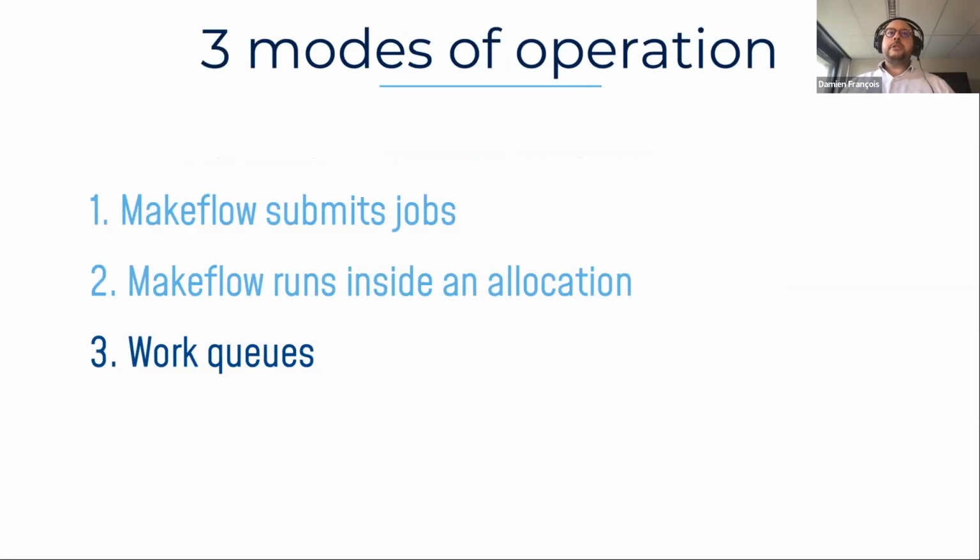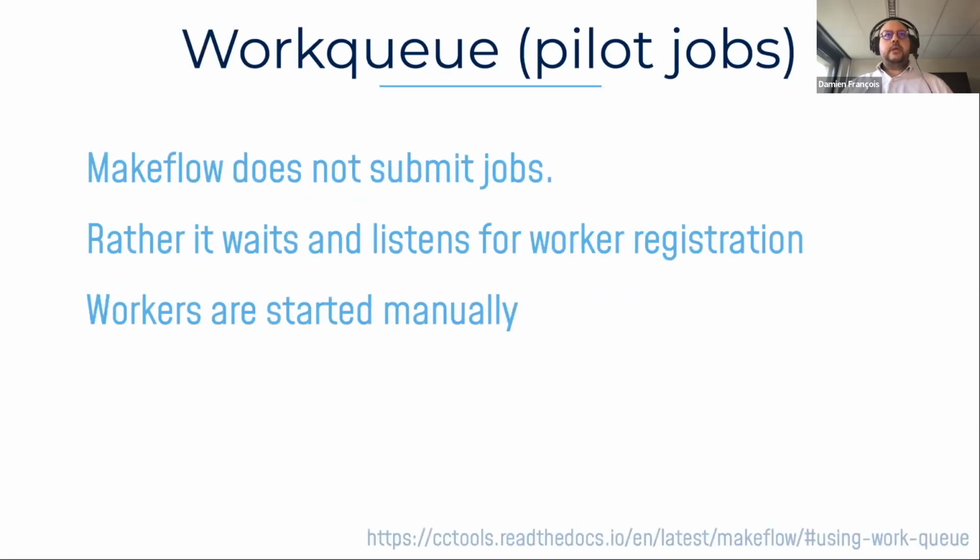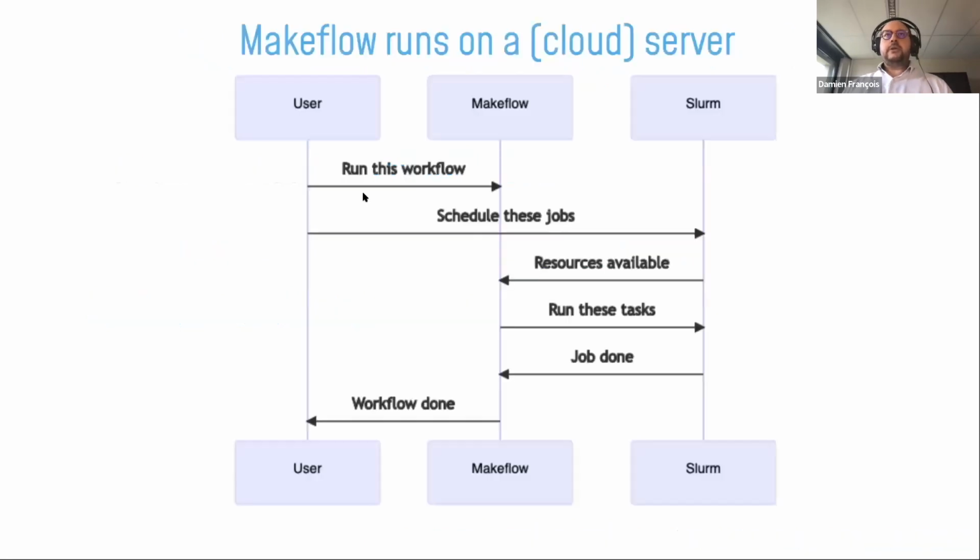The third mode of operation is with Work Queue, and you will see here that the idea is a bit different. Makeflow will not submit jobs here, rather it will wait and listen for workers' registration, and you will have to start the workers manually. If I take the same type of graph as before, the user starts Makeflow, and at the same time submits jobs to the scheduler. When the job starts, it reports back to Makeflow, which will respond with some tasks to run. When the tasks are done, Makeflow is notified, and it in turn notifies the user.